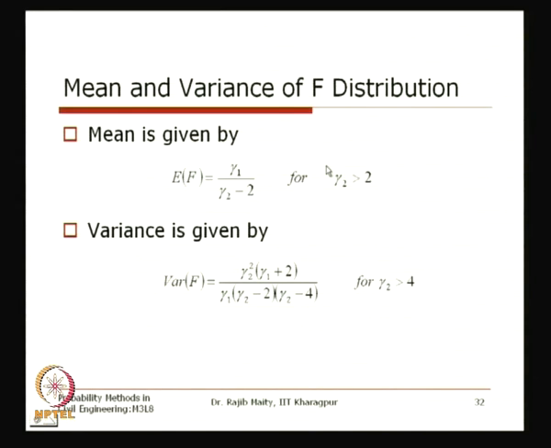The mean of this F distribution is nu 2 by nu 2 minus 2 for nu 2 greater than 2, and the variance is defined by 2 nu 2 square multiplied by nu 1 plus nu 2 minus 2, divided by nu 1 into nu 2 minus 2 squared multiplied by nu 2 minus 4, for nu 2 greater than 4.